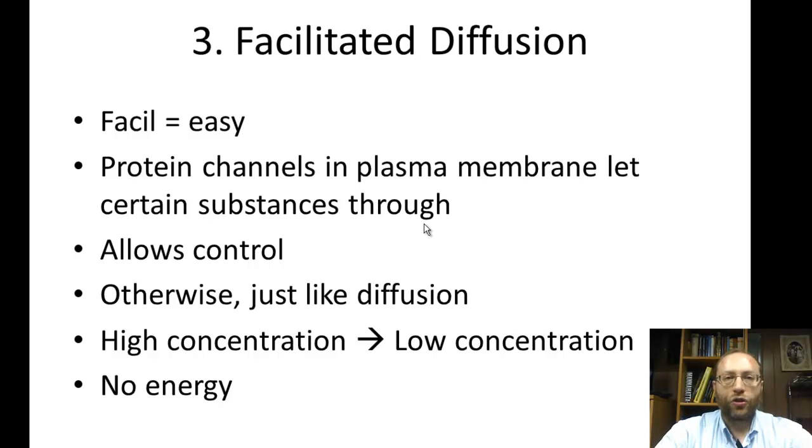This allows the cell to control what goes through, so that those channels only let certain substances through. That's a measure of control. And also, it'll only let those substances through when it needs it to go through. Other than that, facilitated diffusion is just like diffusion. It's high concentration to low concentration, and no energy is involved in letting this happen.